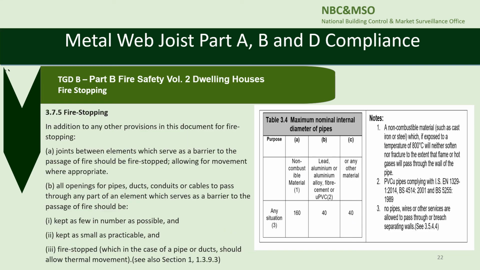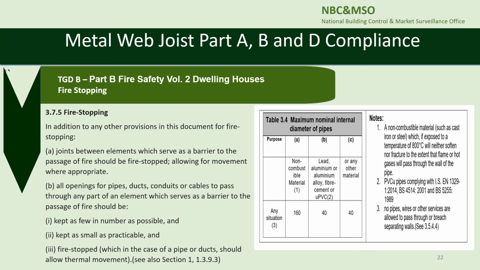3.75 Fire Stopping, Part B, Fire Safety, Volume 2, Dwelling Houses. In addition to any other provision in this document for fire stopping, joints between elements which serve as a barrier to the passage of fire should be fire stopped, allowing for movement where appropriate.